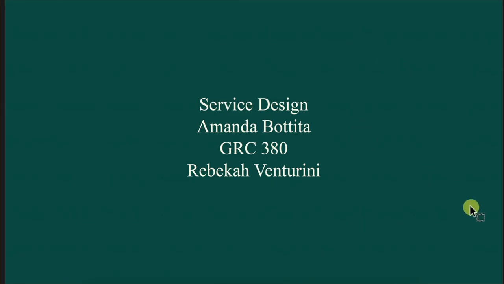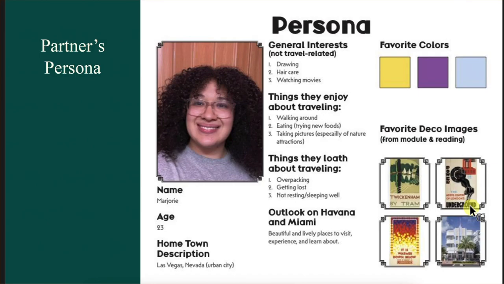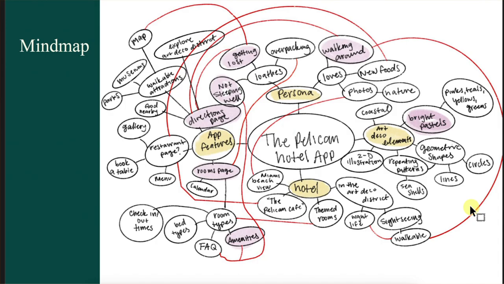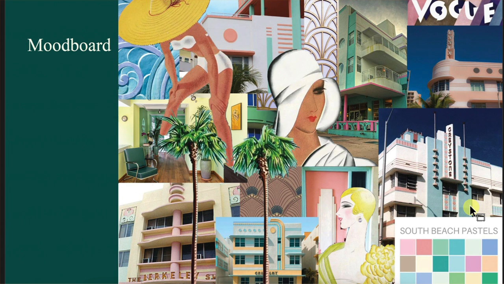So first up we have Amanda, and her partner was Marjorie. This is Marjorie's persona, and this is Marjorie's VOA. Sorry, some places I wrote VOR, but it is VOA. You got it right. Here's a really good looking mind map. Yeah, looks good. Really good. Okay, here's your mood board. Looks great.